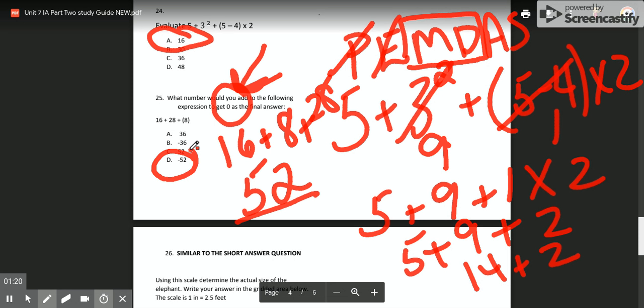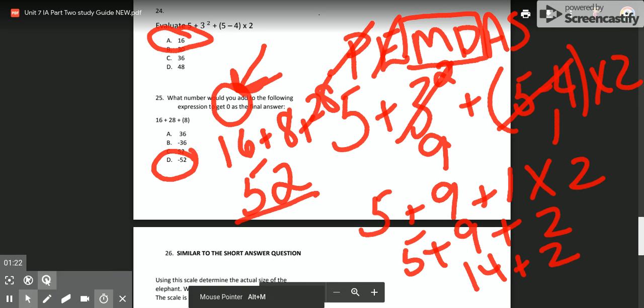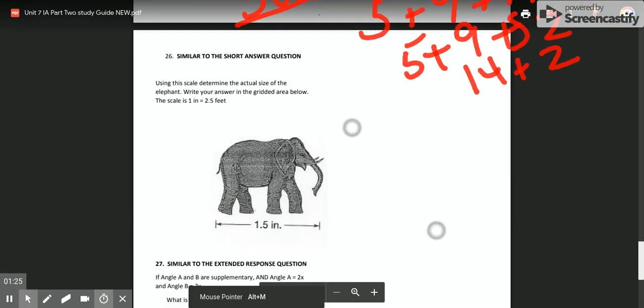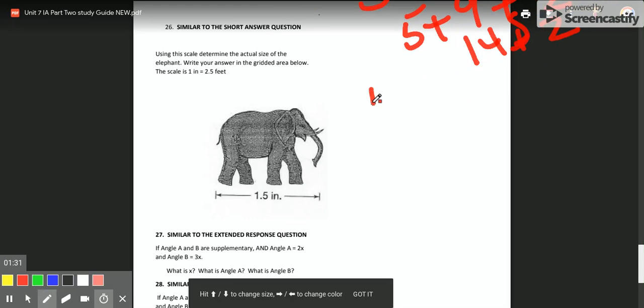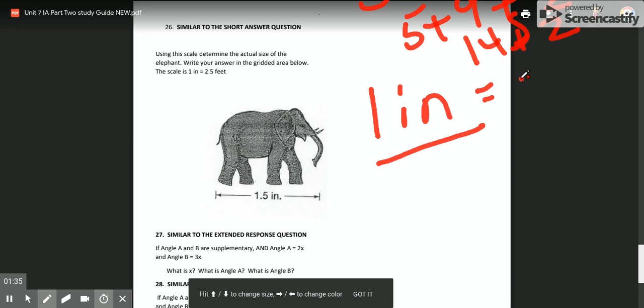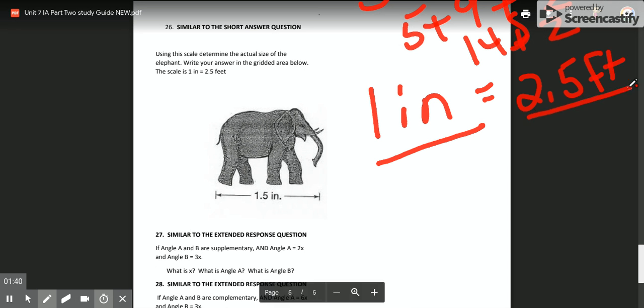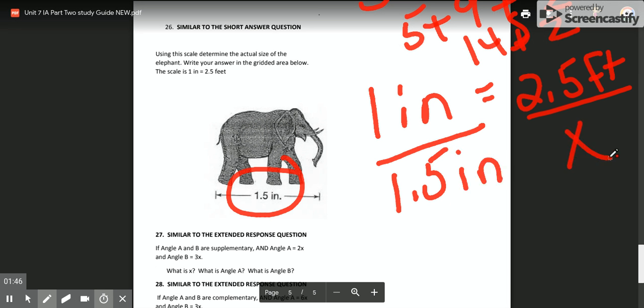All right, let's see. Now, the short answer question is going to look similar to this. And it says use the scale to determine it. So it's a proportion. So 1 inch equals 2.5 feet. So I set mine up like that. And then I've got 1.5 inches. So I'm going to put it over here with the inches. And X would be here.